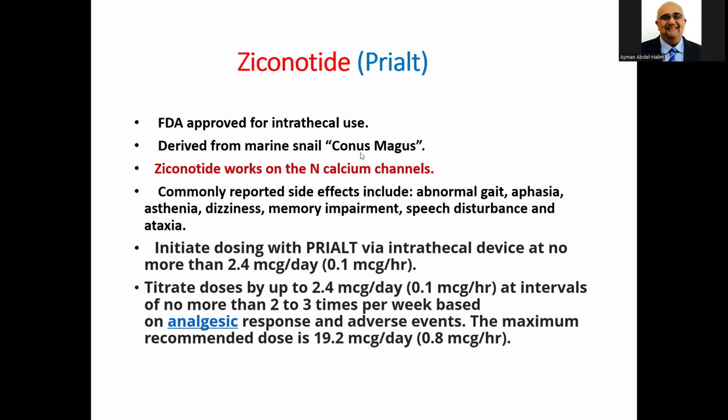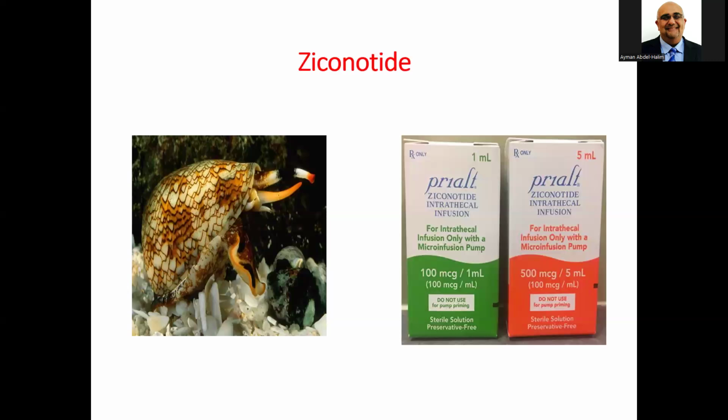Ziconotide is the intrathecal form of it, and we use it for intractable neuropathic pain. Okay, this drug you have to titrate very slowly, so you don't get the side effects of this drug, like over sedation, drowsiness, and all these neurologic side effects. It's extracted from a marine snail, okay, called Conus magus. And by the way, this Conus magus is abundant in the Red Sea. For those in Saudi Arabia and Egypt, I mean, this snail is abundant in the Red Sea. Okay, it's under the name of Prialt.